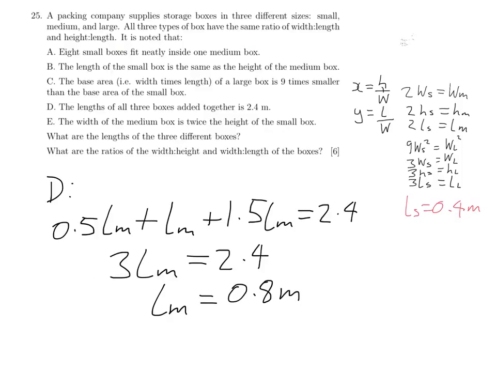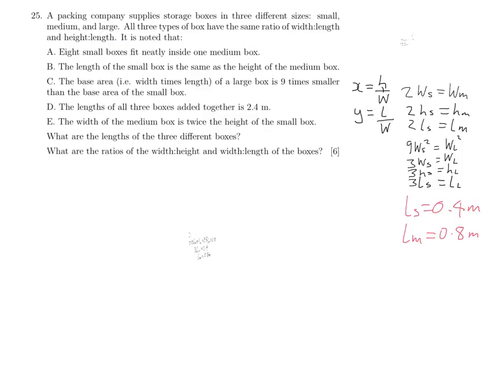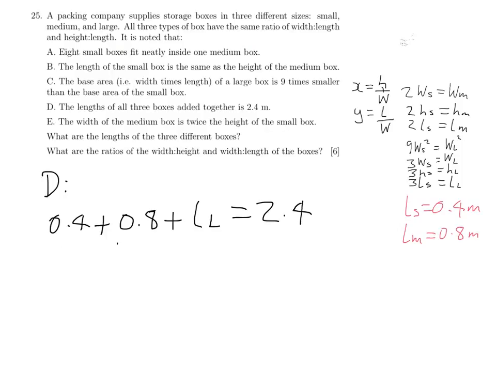So again, I'm going to write that important information down on the side there. Now we're again going to use statement D. Now that we've got the length of the small box and the length of the medium box, we know the length of the boxes in total, so we can just simply find the length of the large box by using a simple equation like that. To find the length of the large box is 1.2 meters.